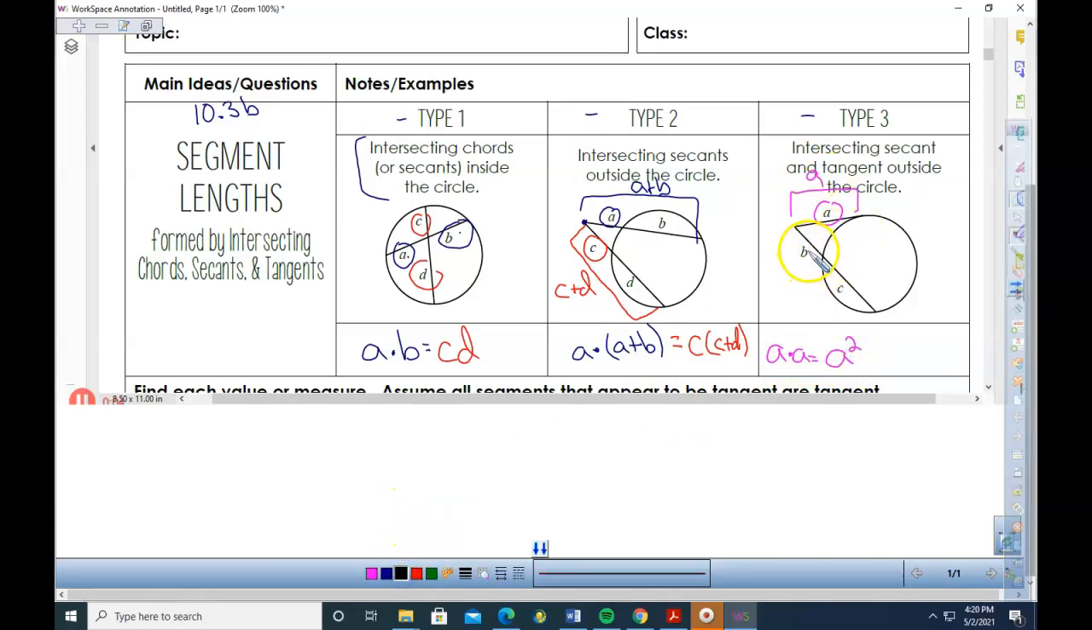That's A squared. Then down here, it's actually the same formula as type 2, just a little different, because A is its short side and the whole thing. So now that equals my short side times the whole thing, B plus C.